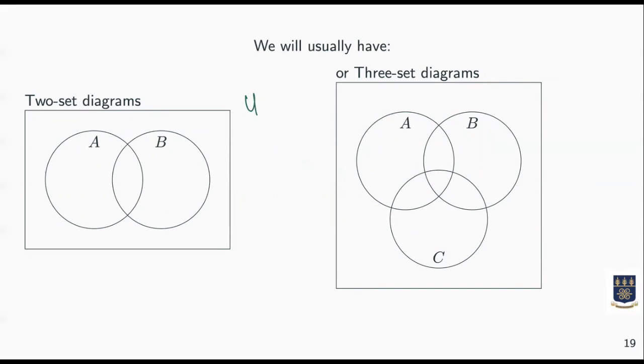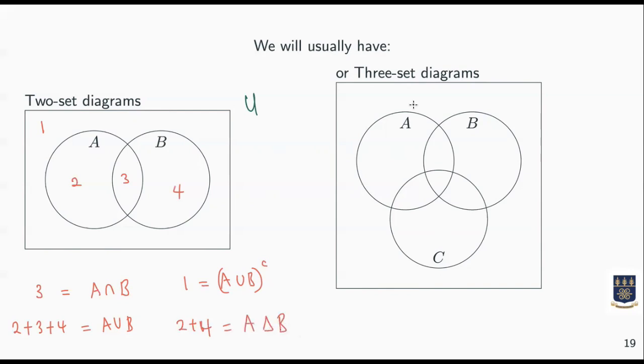If we decide to label the areas 1, 2, 3, and 4, we can describe things like, for instance, the area 3 is precisely A intersect B. And then the areas 2, 3, and 4 are the union. And you realize that 1 is the complement of A union B. And you see that 2 plus 4 is the symmetric difference of A and B.